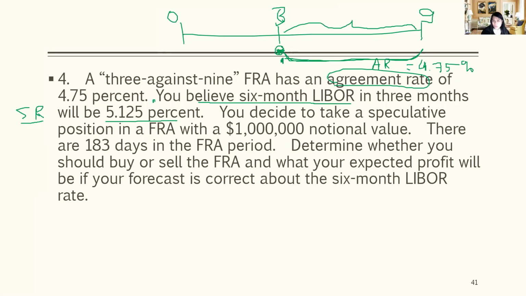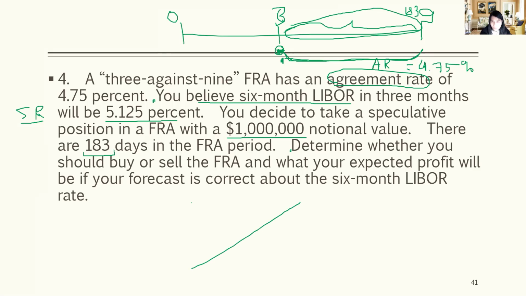In this case, you want to be speculative on $1 million. You think that there are 183 days within this FRA period. The question is, if you want to make a profit off this FRA, would you buy or would you sell the FRA, right? And how much profit are you expecting? So let's take about 5 minutes on this question.